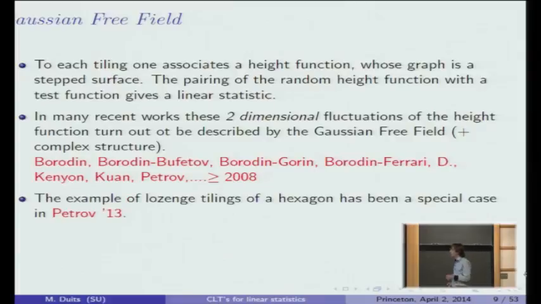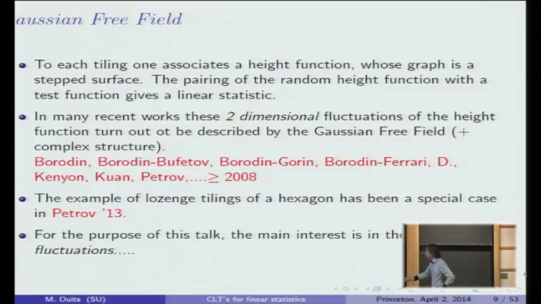I don't want to explain the precise result. I just want to mention, to go to the one-dimensional fluctuation. I should first say that this hexagon tiling has been done recently in a paper by Petrov, where he proved the Gaussian free field fluctuations in the tiling model. But for the purpose of this talk, we will always be in one dimension.